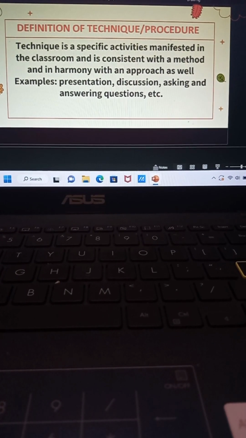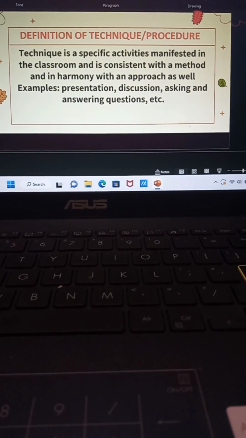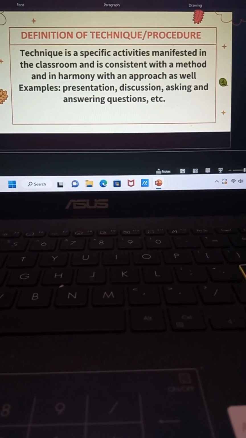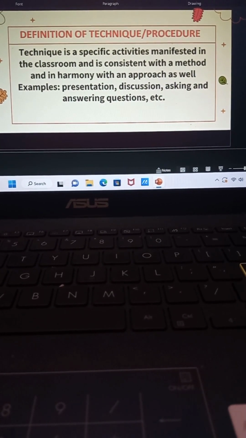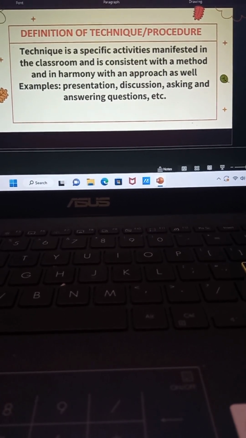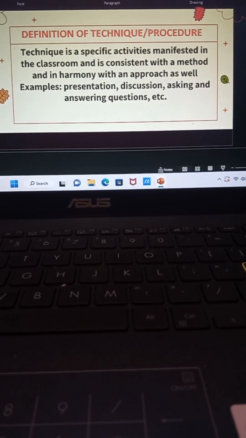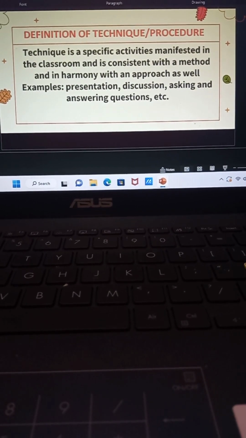And the last definition: technique or procedure. Technique is a specific activity manifested in the classroom and is consistent with a method and in harmony with an approach as well. Examples: presentation, discussion, asking and answering questions.